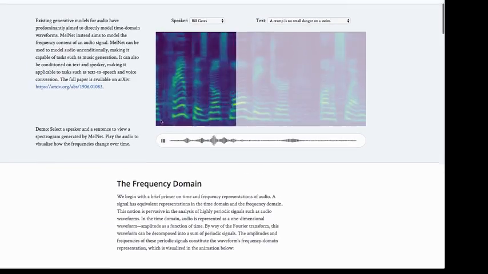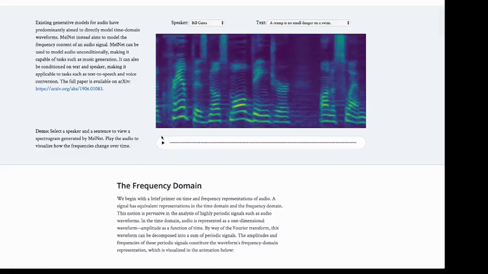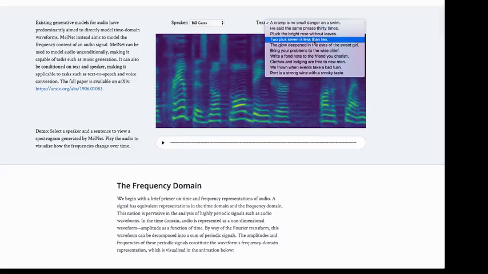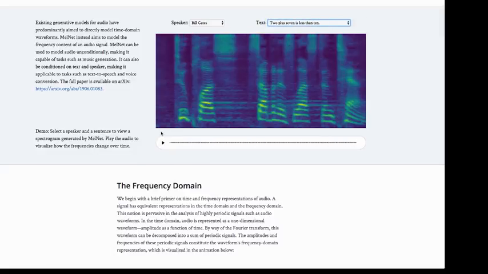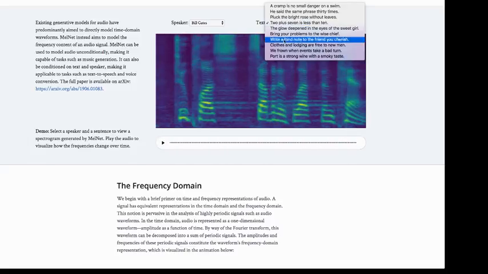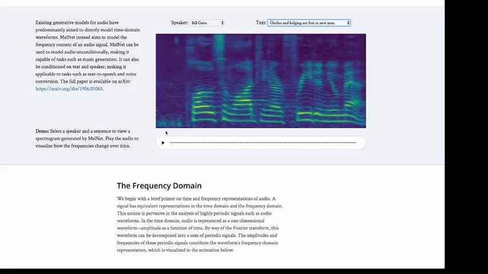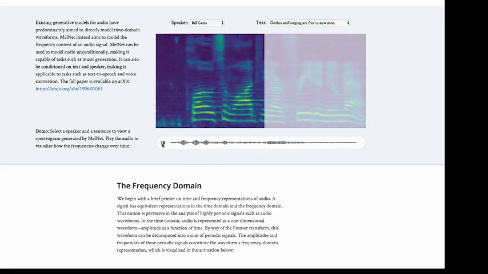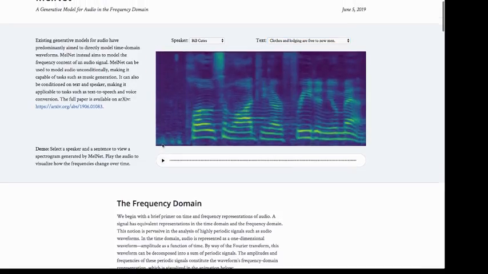A cramp is no small danger on a swim. So you can make anyone say anything if you have enough data. 2 plus 7 is less than 10. Clothes and lodging are free to new men.